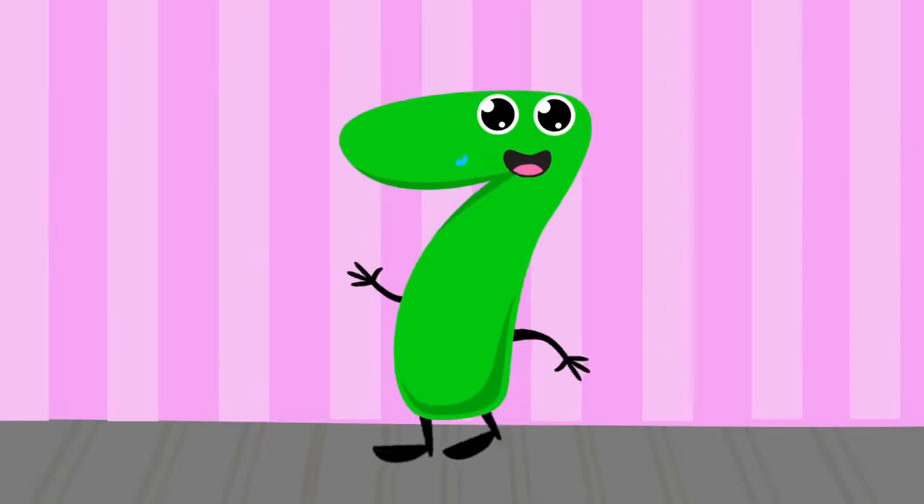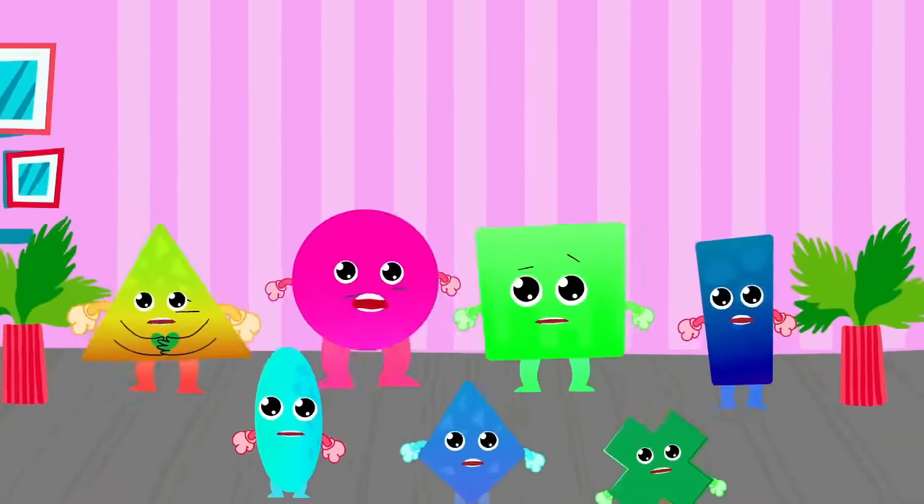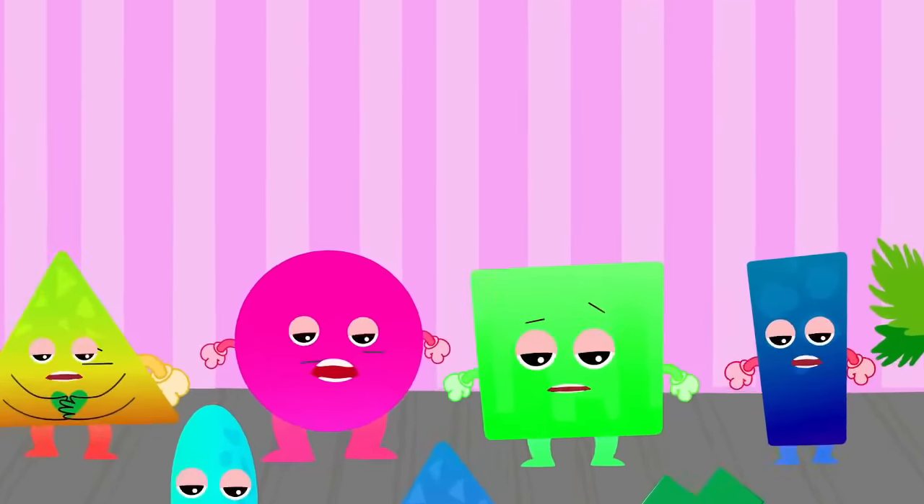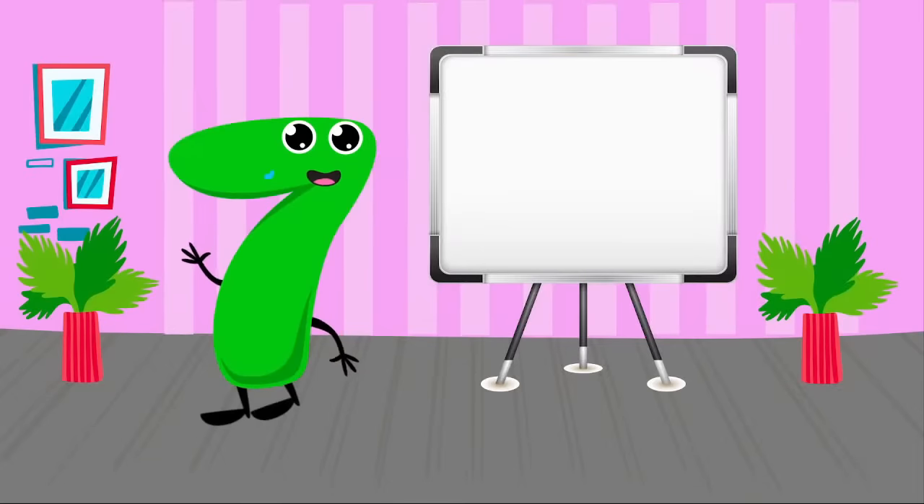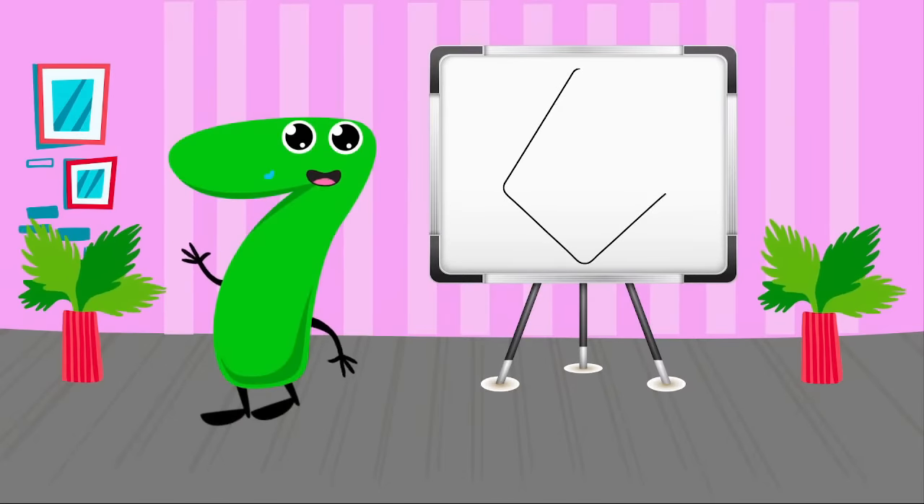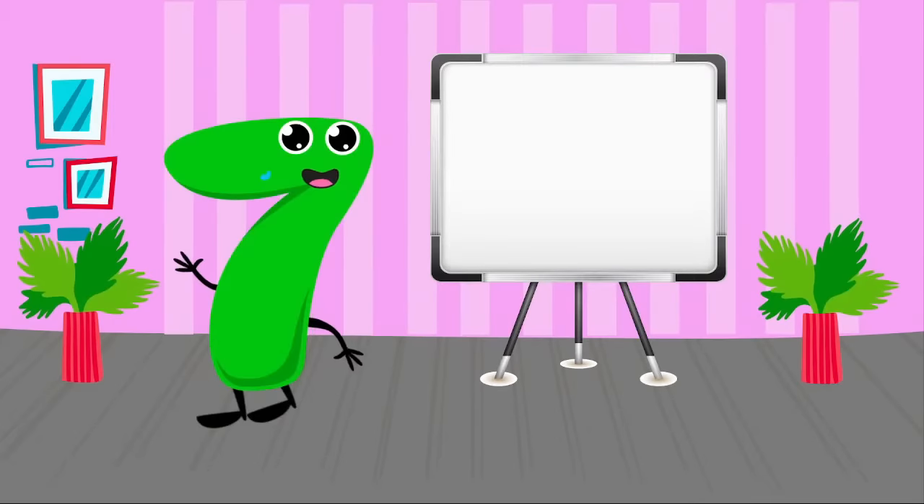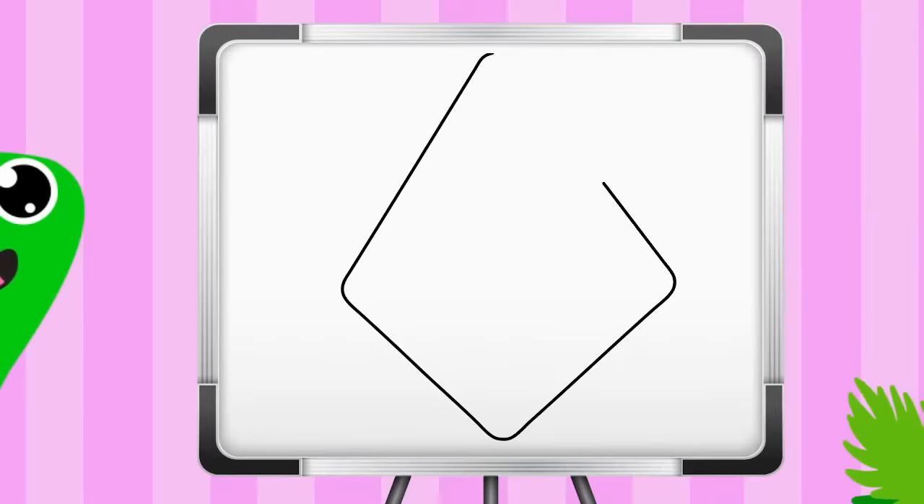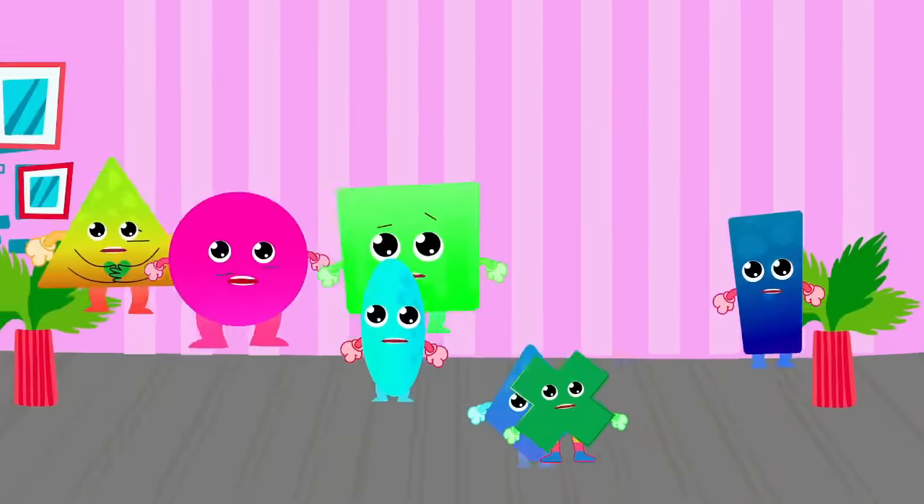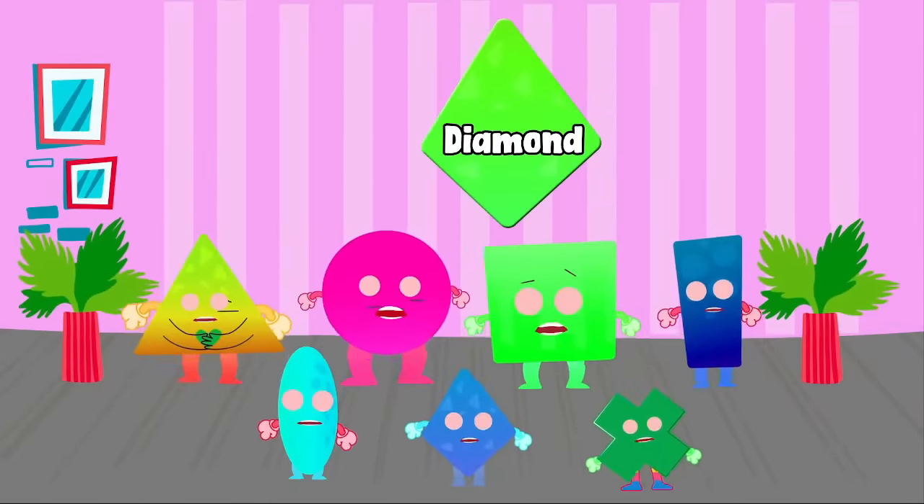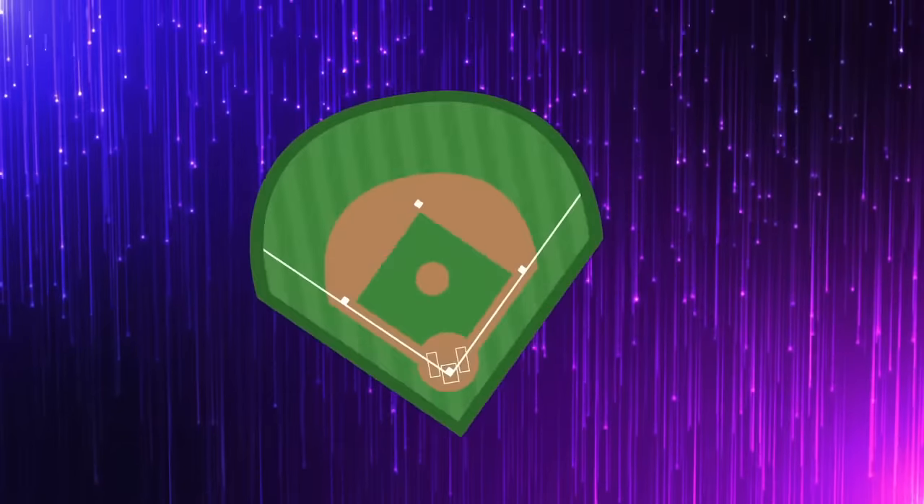Here we go. What shape is this? Can you tell the name of this shape? What shape is this? It has four sides. It's a diamond shape. Can you show me a diamond thing?